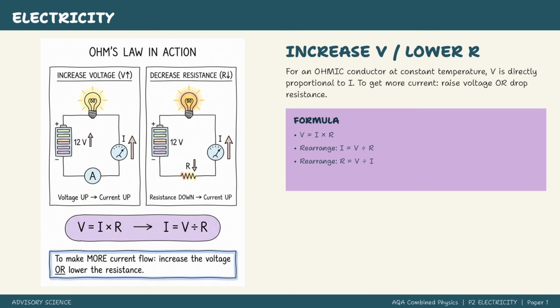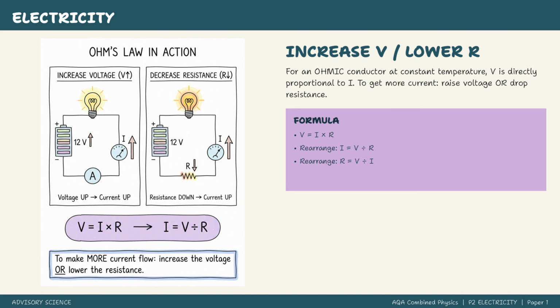If you want more current to flow, you must either increase the voltage or lower the resistance. Students sometimes struggle here because the term potential difference sounds confusing, but it's just a scientific name for voltage, and it represents how much energy is carried by each unit of charge.